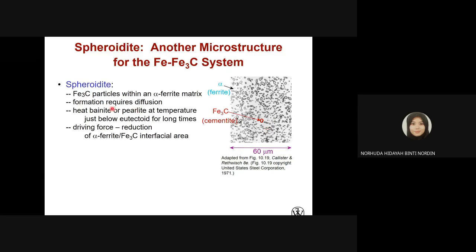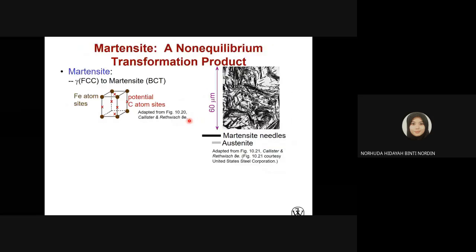Okay, and it's formed by diffusion. How to get spherodite? You heat bainite or perlite at a temperature just below eutectoid for a long time. Okay, and then you get spherodite.